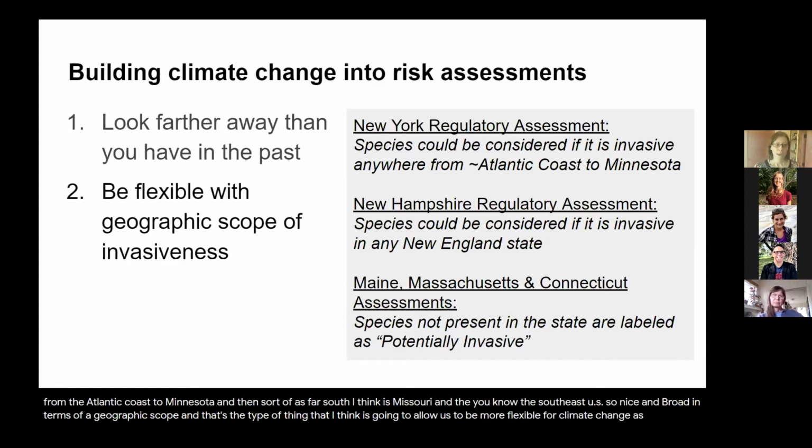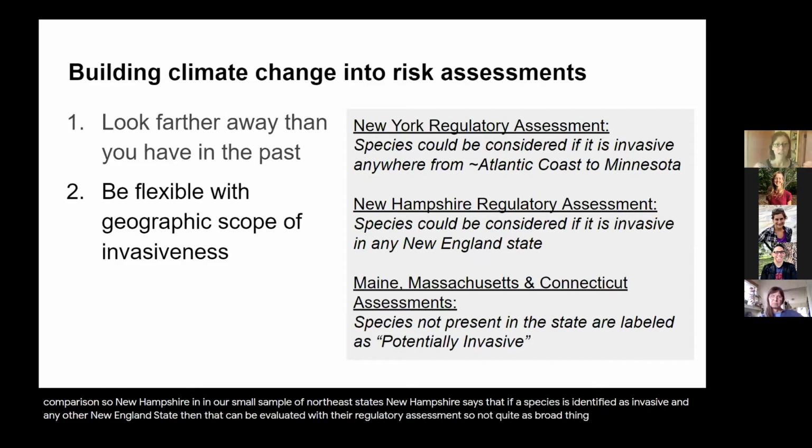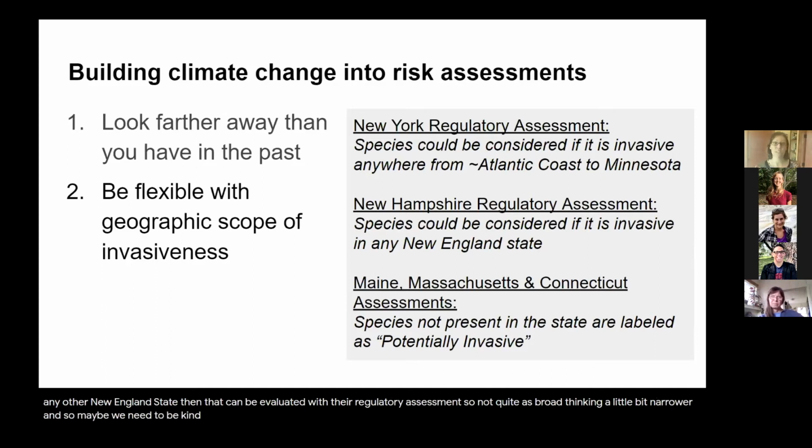As a comparison, in our small sample of Northeast states, New Hampshire says that if a species is identified as invasive in any other New England state, then it can be evaluated with their regulatory assessment. So that's not quite as broad thinking, a little bit narrower. And so maybe we need to revisit those and think, okay, do we want to start broadening the geographic scope if that is within our risk assessments?